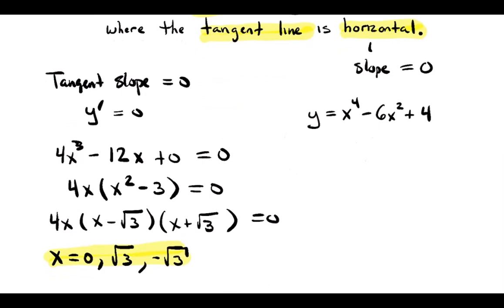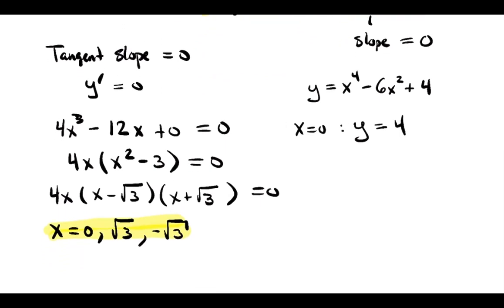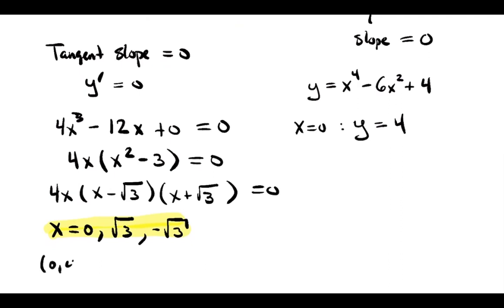So if I want to know what point on the graph we're talking about, I have to plug these things in. So if I let x equal 0, that's the easiest one to plug in. We can see that y is 4. 0 minus 0 plus 4 is 4. So one of the points, just like we saw on Desmos, is 0, 4.